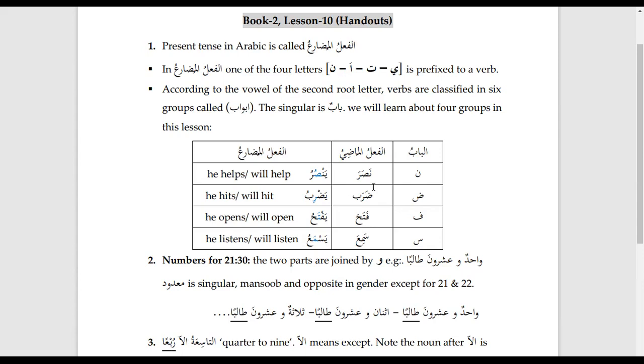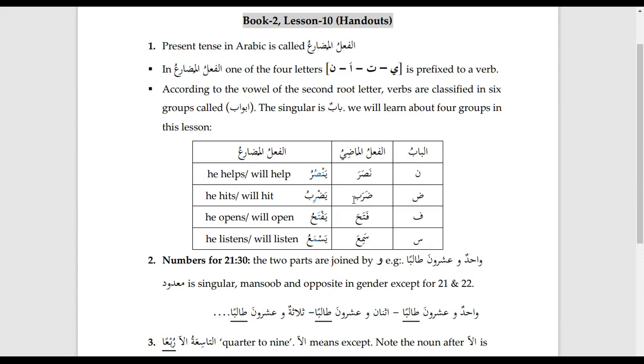So what we have to memorize, or what we have to learn, are the patterns. For example, when we say nasara, what should come to our mind is yansuru. For example, if I say kataba, which is on the pattern of nasara, then what will be the present tense? Yaktubu. Excellent. And when we say daraba, it is yadribu.